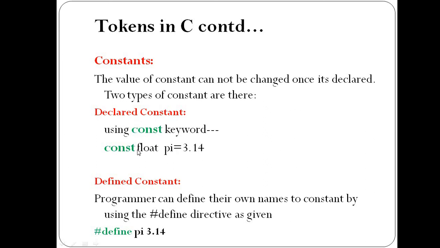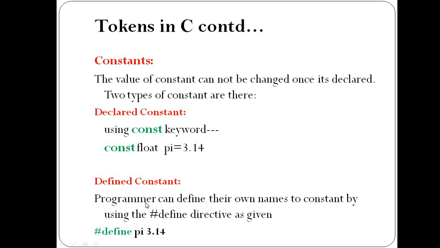So this is the first step: const is one of the reserved words in C language. Then use the data type, then the name of the variable, pi. What a variable is, we will also see in the next video. Pi is equal to 3.14. That is the first method to declare a constant value.